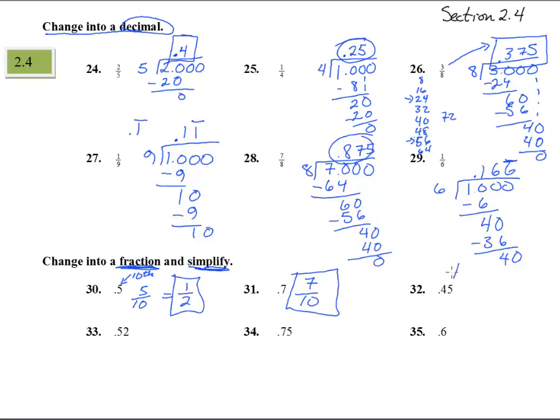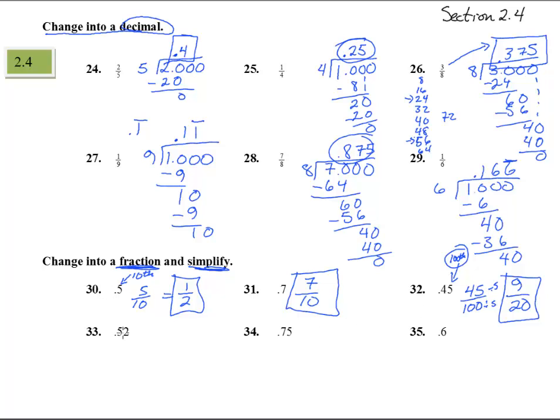Oh, this one ends up in the hundredths column. So that's going to be 45 hundredths. So we're going to divide by 5, and it gives us 9/20ths. I could tell a 5 went into both of those because this ended in a 5 and that one ended in a 0.